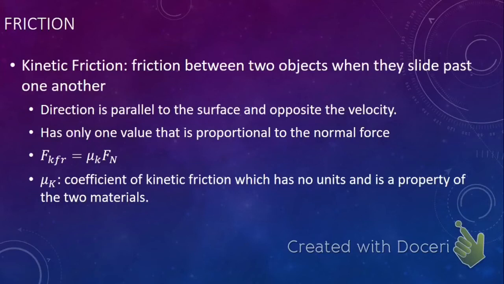It is proportional to the normal force, but unlike static friction, our kinetic friction only has one set value. Do notice that that is an equal sign in this particular case. Like our static friction, we do have a couple little bits of notation. So we can see the curly F of K is equal to our mu of K times our normal force. And the coefficient of kinetic friction, again, is unitless, and a property of the two materials; it will change depending on the materials you're looking at.